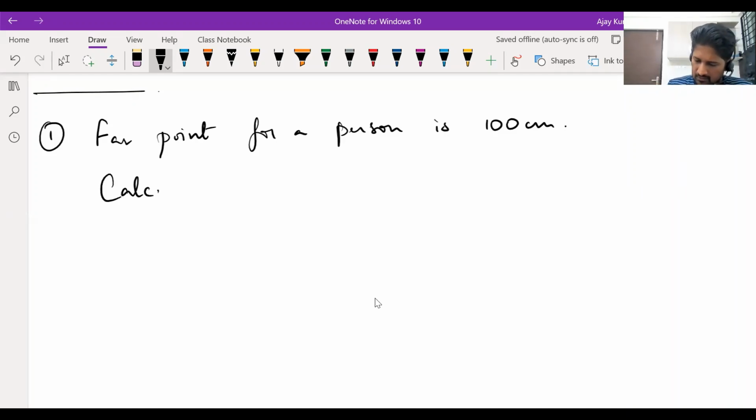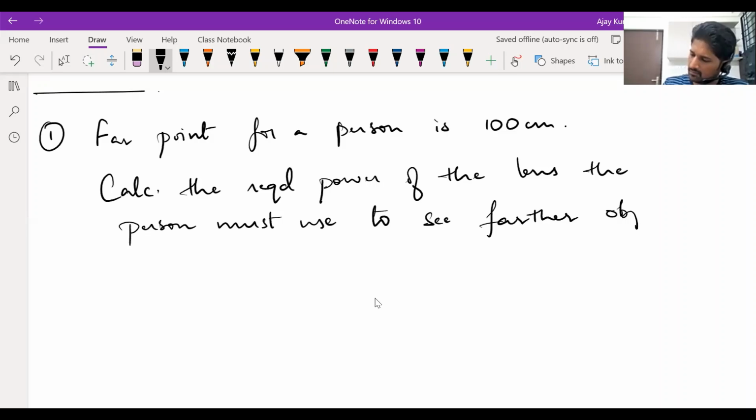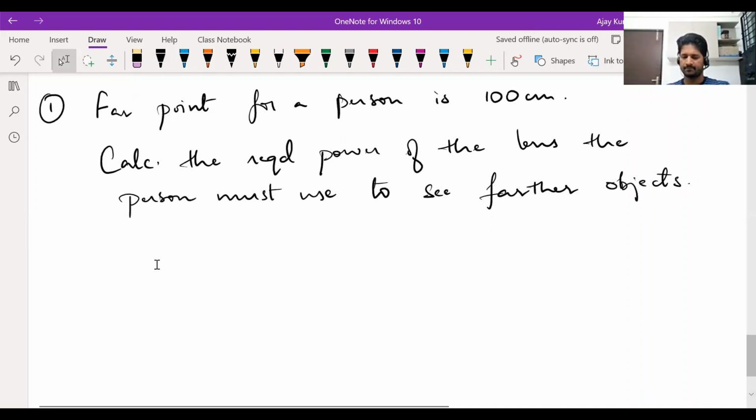Calculate the required power of the lens the person must use to be able to see farther objects. Think about it.